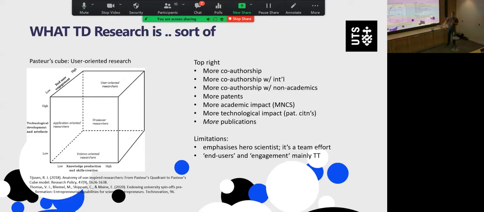One of the conceptual limitations of this is it still emphasizes the solo entrepreneur, the solo academic scientist, when it is actually a team effort, and that comes through in the metrics of co-authorship.